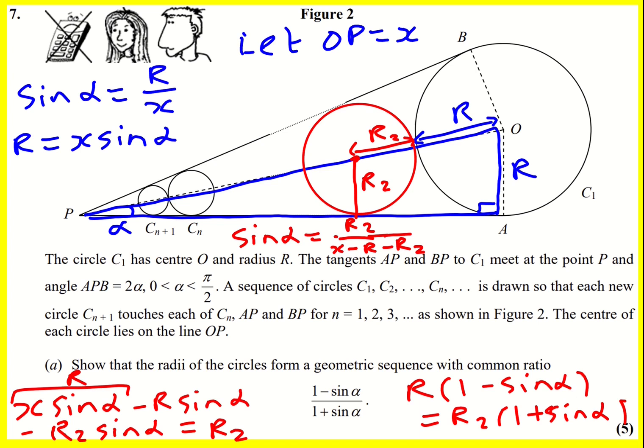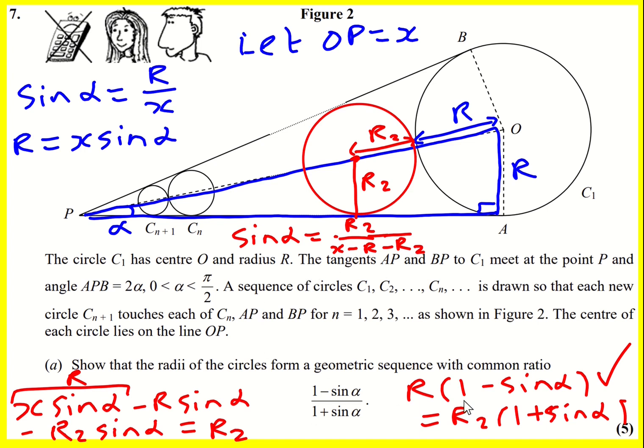So from that you can see, the first term was r1, the second term was r2, so you're going to do the second term divided by the first term. Then we get r2 divided by r1 is 1 minus sine alpha over 1 plus sine alpha. So it seems to be working. The thing is, we've only shown that relationship is true between the first circle and the second circle, and we need to show that it's always true. So you could do the second and the third and see if that works. But we want a general way of showing it. And I'm going to show you now how to do that.